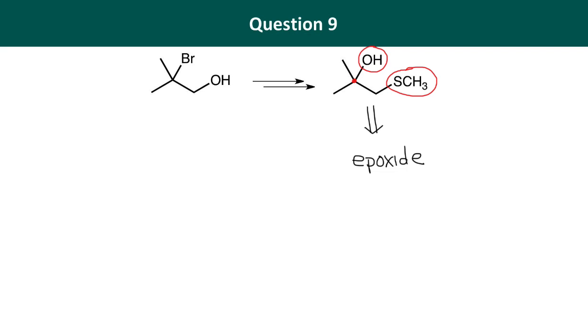And another good clue that this is epoxide chemistry is I know that I can make epoxides directly from my starting material, right? If you know the name of this functional group, this is a vicinal halohydrin. And I know vicinal halohydrins, if I treat them with strong base, give me epoxides directly.